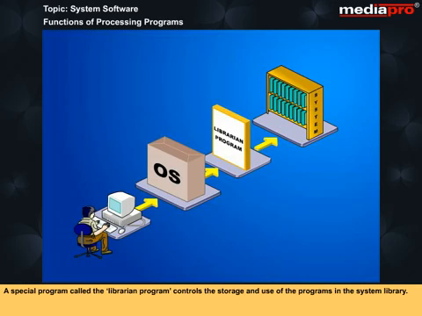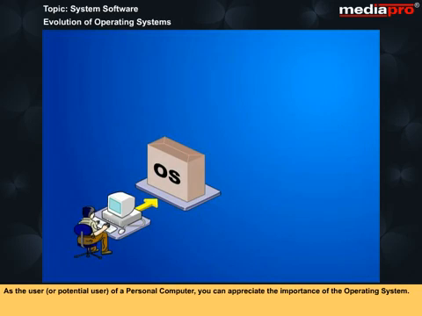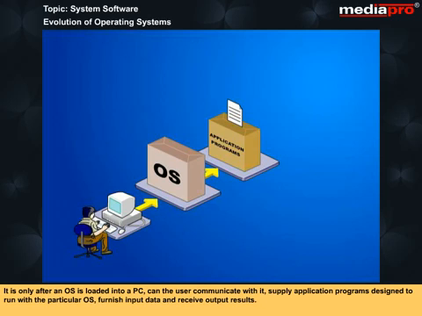A special program called the librarian program controls the storage and use of the program in the system library. It also maintains a library program directory and monitors the addition and deletion of routines from the library. As the user or a potential user of a personal computer, you can appreciate the importance of the operating system. It is only after an OS is loaded into a PC can the user communicate with it, supply application programs designed to run with a particular OS, furnish input data, and receive output results.